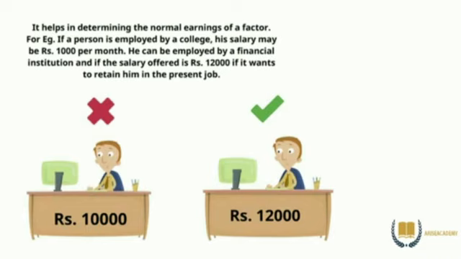It helps in determining the normal earnings of a factor. For example, if a person is employed by a college, his salary may be 10,000 rupees per month. He can be employed by a financial institution, and if the salary offered is 12,000 rupees if it wants to retain him in the present job.